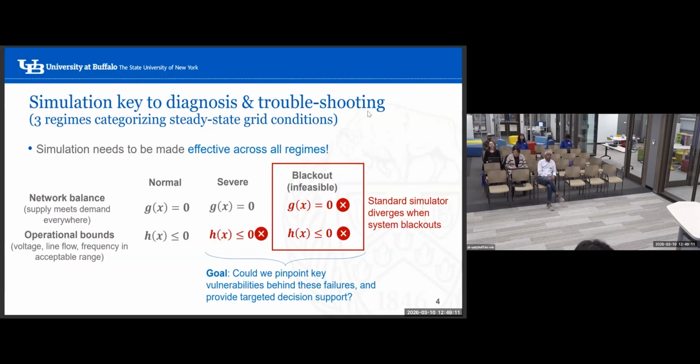So unfortunately, standard simulators will diverge when the system is under a blackout scenario because there's no feasible solution to the balance equations we're solving. So then, obviously, we need a simulator to be effective in all these 3 regions. And that's my research goal. That is, could we leverage some sparse optimization such that we can pinpoint some key vulnerabilities behind those failures, such that we can suggest some fast-acting, targeted corrective actions.